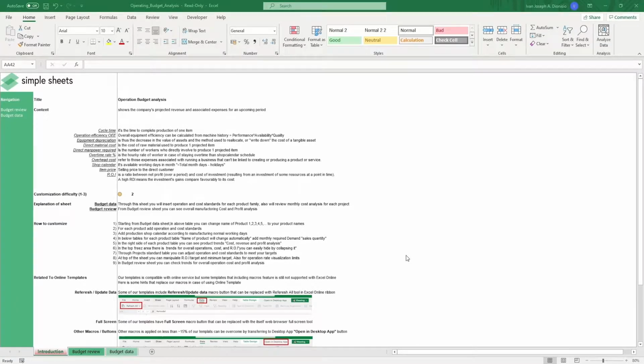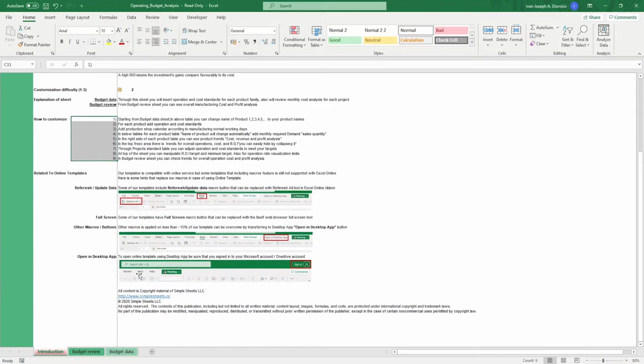Let's get started. The introduction sheet contains a short description about this template. Over here, we have a customization difficulty, an explanation of the sheets that come with this template, and some instructions on how you can utilize this template. And at the bottom, we have a short guide on using our templates with compatible online services. This template helps you project your company's revenue associated with operations expenses for an upcoming period.